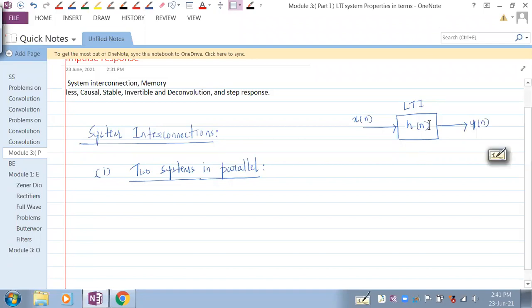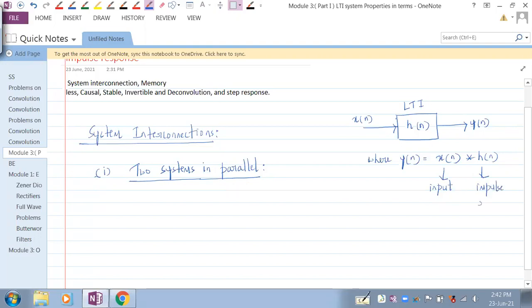Understand? So what is this h of n? h of n is the impulse response. Every LTI system is identified by its impulse response. And if you know the impulse response of the system, then by convolving the impulse response and the input to the system, we can obtain the output. That is, y of n is actually x of n convolution h of n. x of n is the input to the system, and h of n is the impulse response.